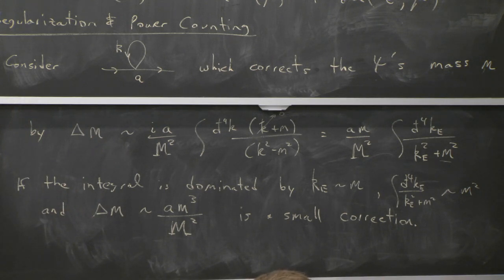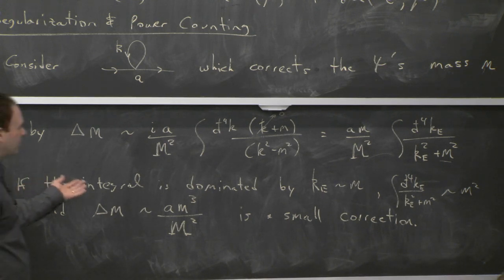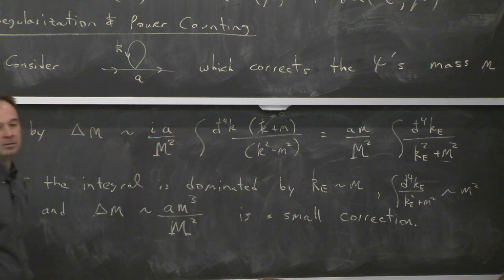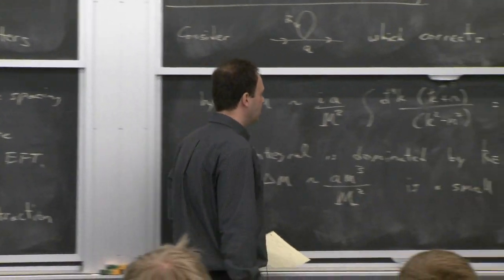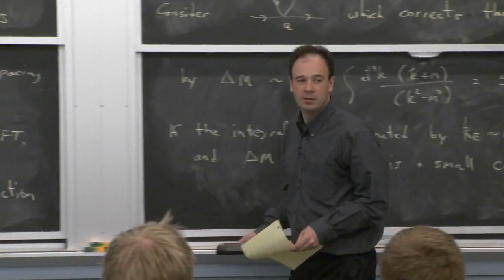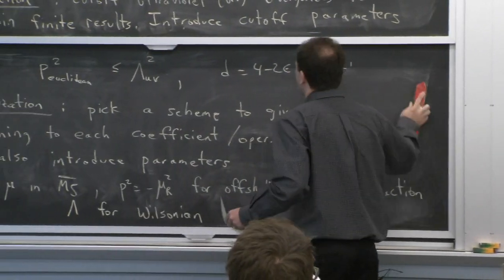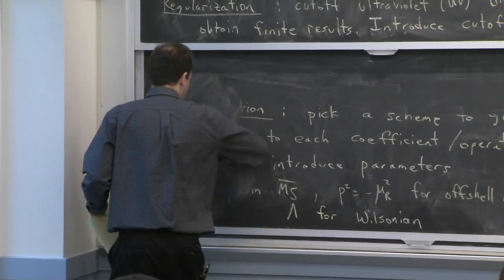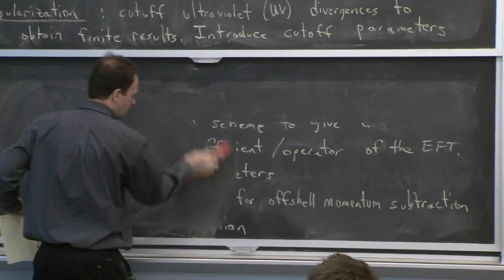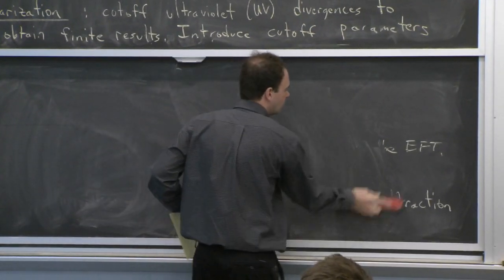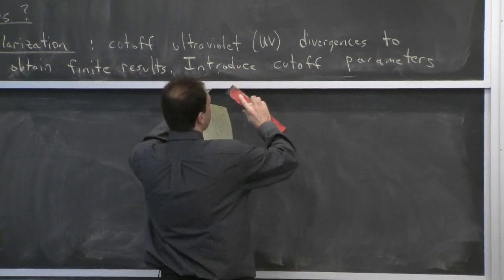All right. So does anyone have any idea what can go wrong with this argument? I mean, I've been kind of glib about it. I just said, if the integral is dominated by that. So the thing is that we have to be careful about our choice of regulator, because regulators also can introduce scales. So let's do this more carefully.